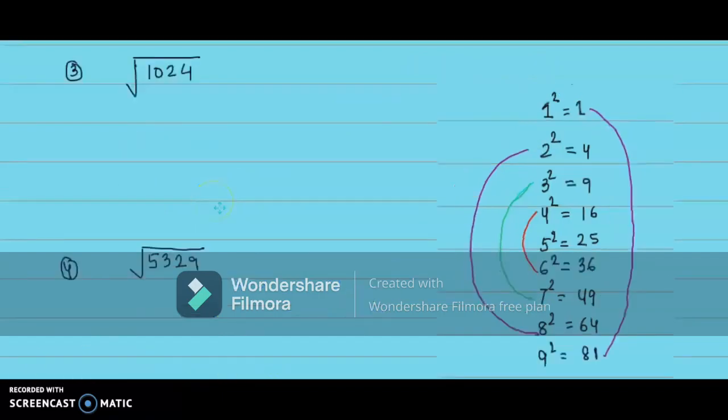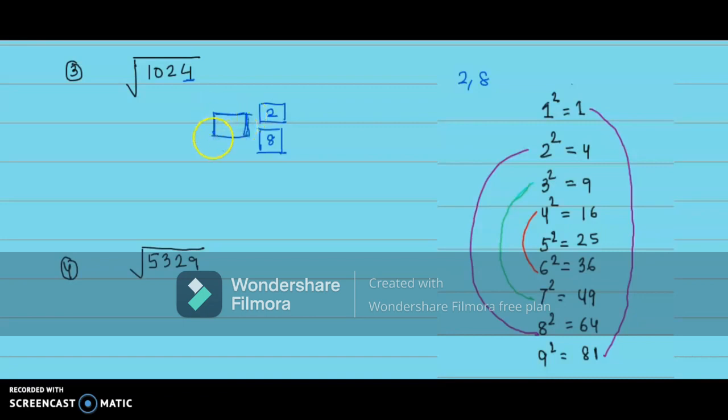Here is our next question: 1024. First of all, you have to look for the last digit. The last digit is 4, so its square root must end in two values, that are 2 and 8. Either 2 or 8, so we will write 2 and 8 here. We don't know whether it is 2 or 8, but the answer is definitely either of the two.